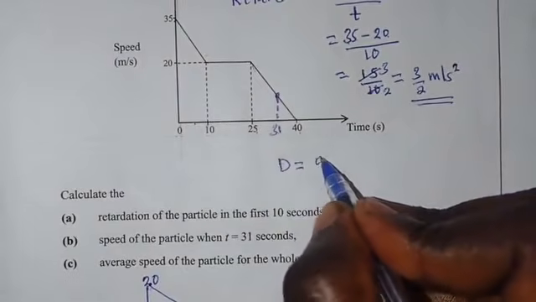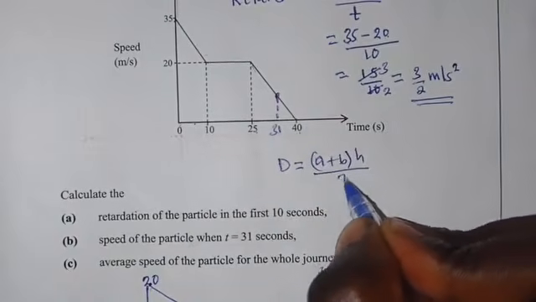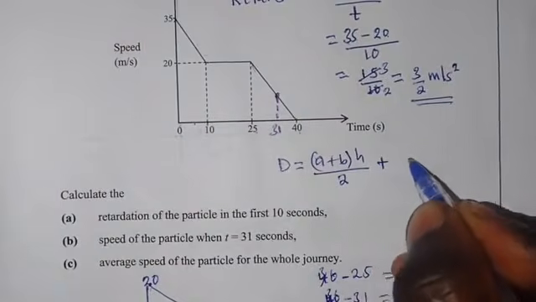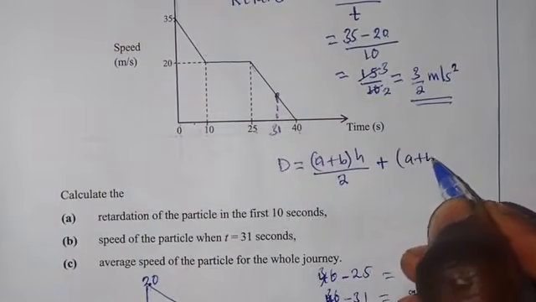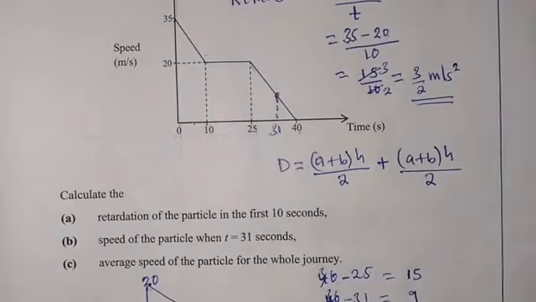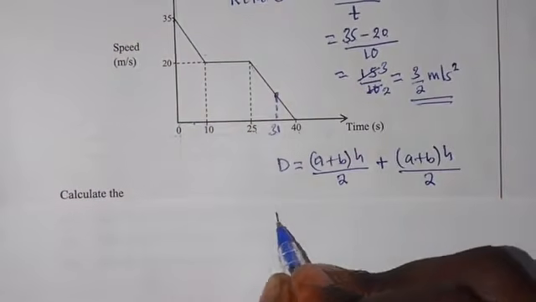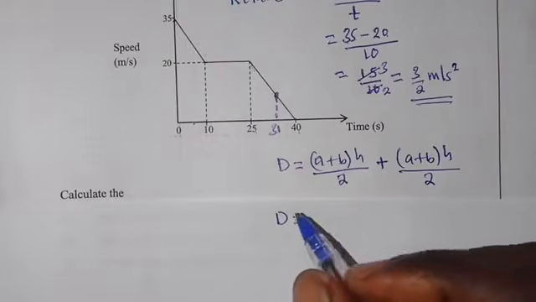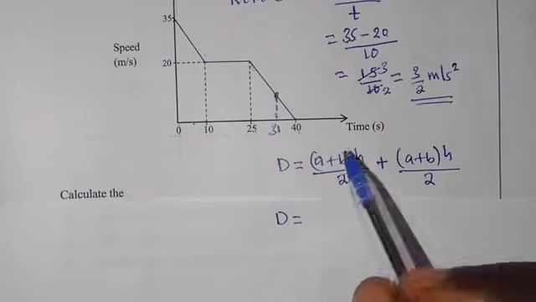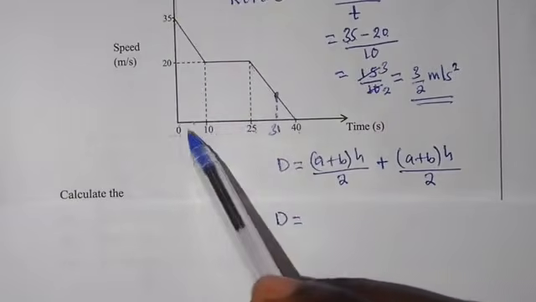So say we have a plus b, h over 2. Then we add with the other one, again a plus b, h over 2. This will be our formula. So I hope it's clear here. Right, so now this is what we are going to do. Distance is equal to: we have this first trapezium, then you also have this second trapezium.